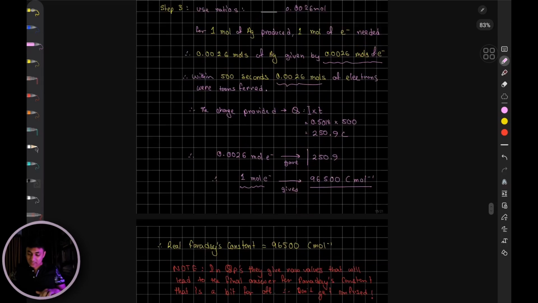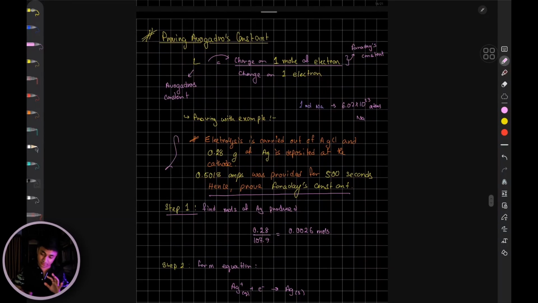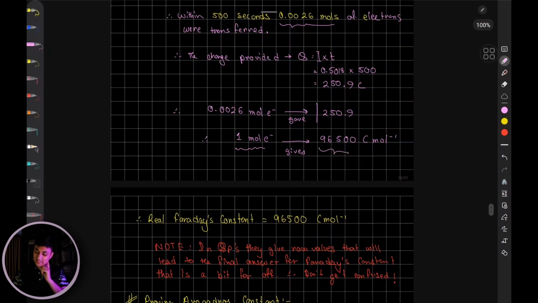So this is how we find out the Faraday's constant. Now, mind you, an important note is I made up this question, which is why you get the accurate answer, that is 96,500. But in the question paper, you may not get the exact amount of Faraday's constant. You may get something like, let's say, 97,800 coulombs. But that is all right.